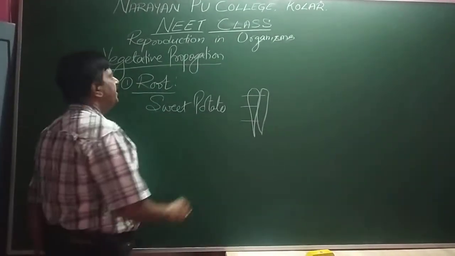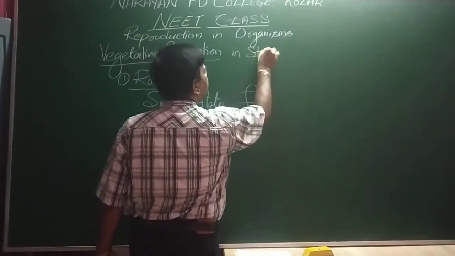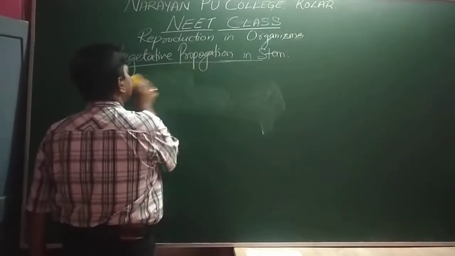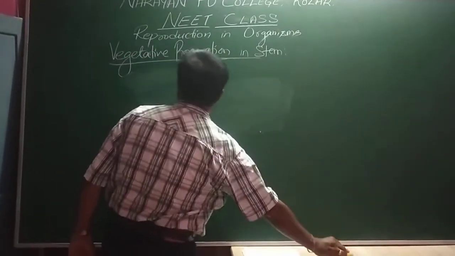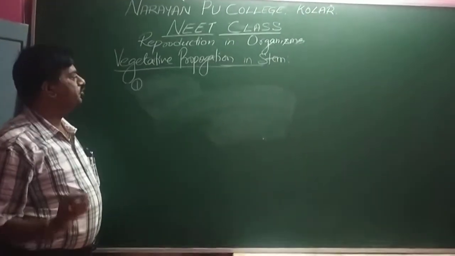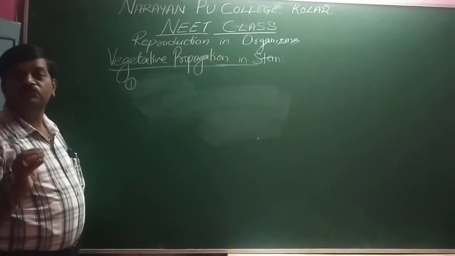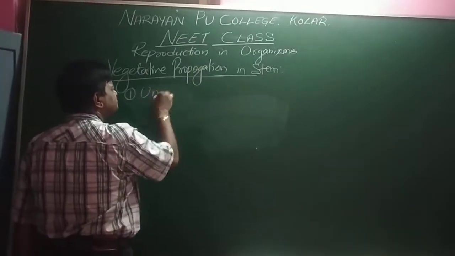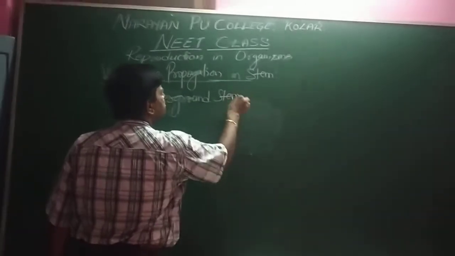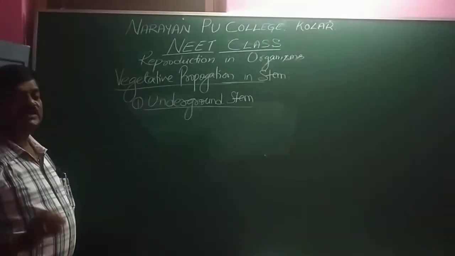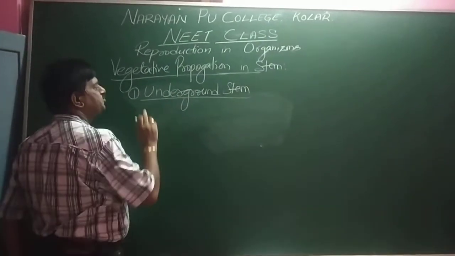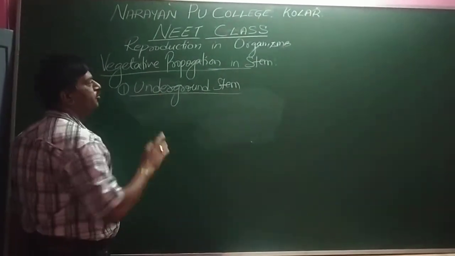Now we'll go for the next one, vegetative propagation in stem. The stem also helps in vegetative propagation and it is divided into three types. The first one is called underground stem. In underground stem, the stem is below the ground but helps in reproduction, hence we call it underground stem, which acts as a vegetative propagule.